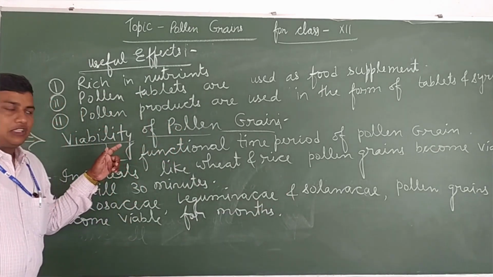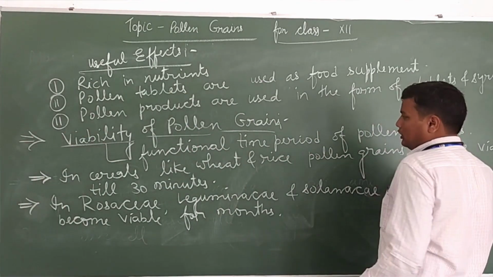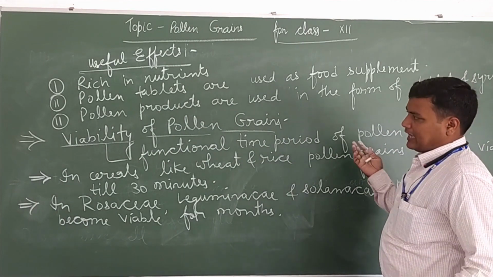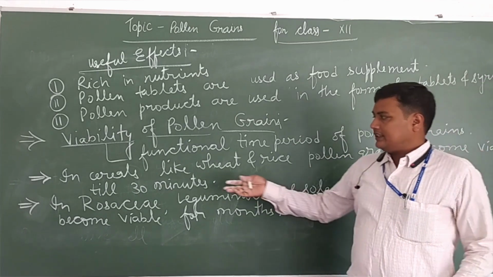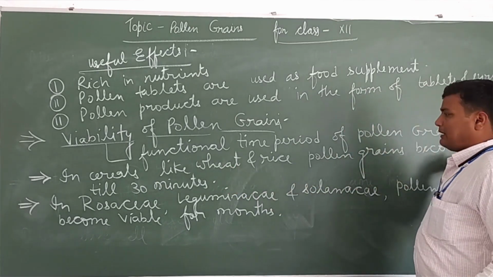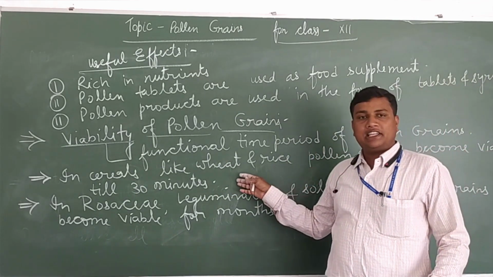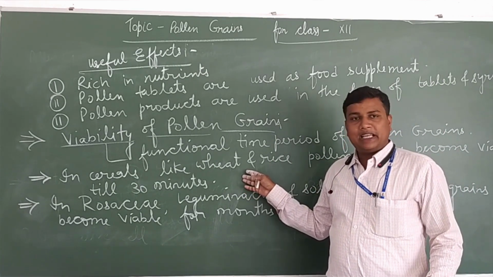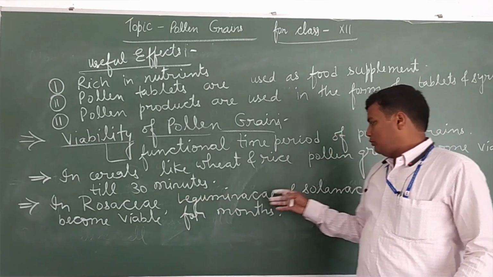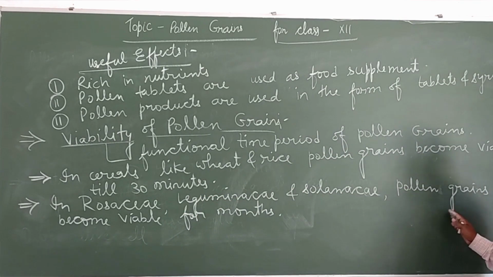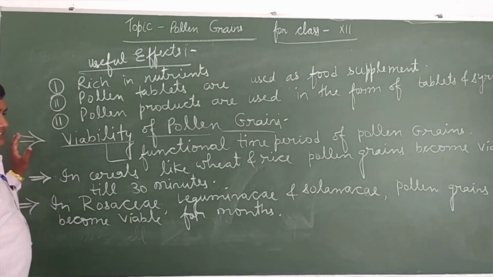So students, now we come to the viability. Viability means the functional time period of the pollen grains. After a viable time period, they become sterile, they become functionless. In cereals like wheat and rice, pollen grains become viable till 30 minutes. After 30 minutes, they become functionless if they have not landed on the stigma of the female gametophyte. But in the families Rosaceae, Leguminosae and Solanaceae, pollen grains become viable for several months. So now the pollen grain topic is clear.